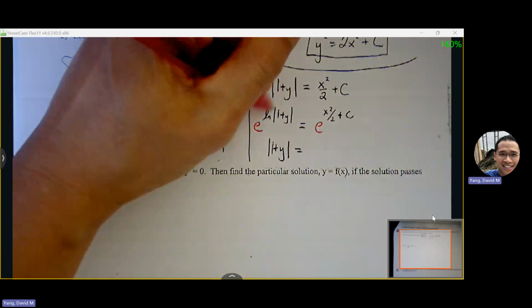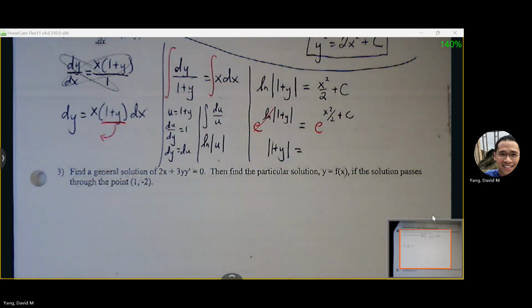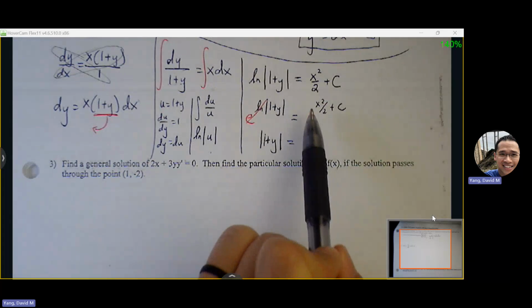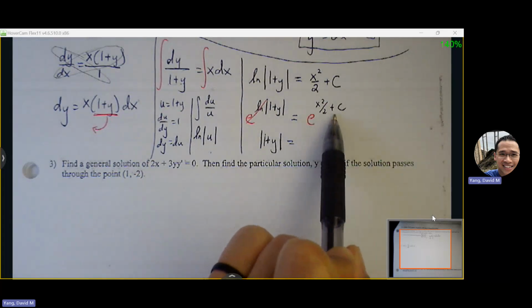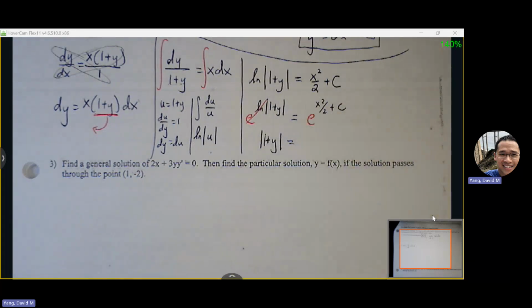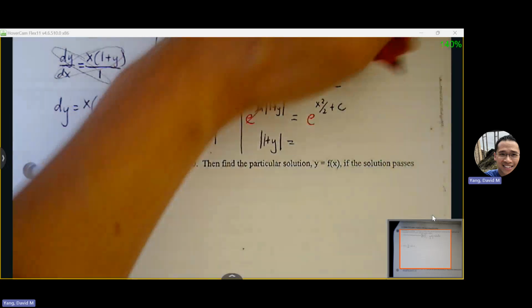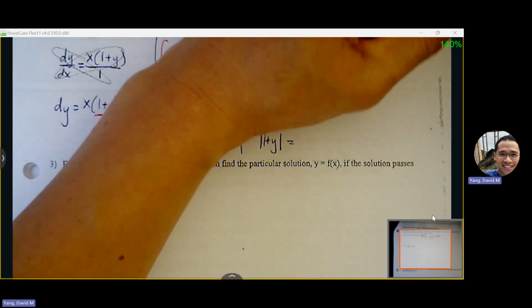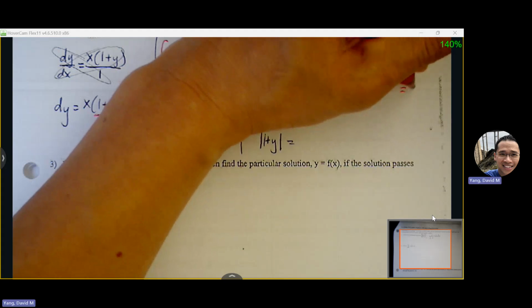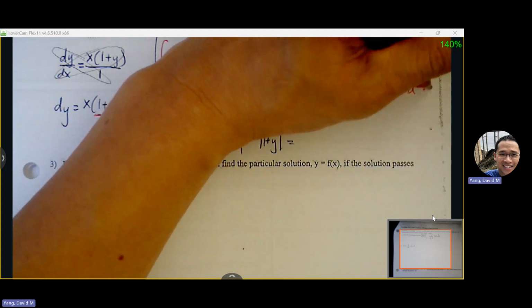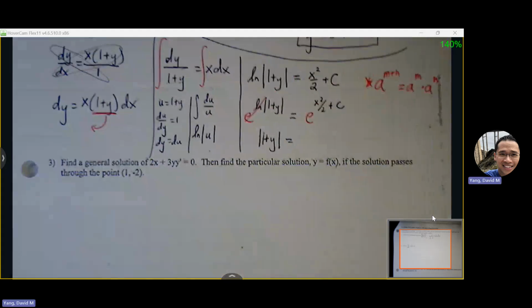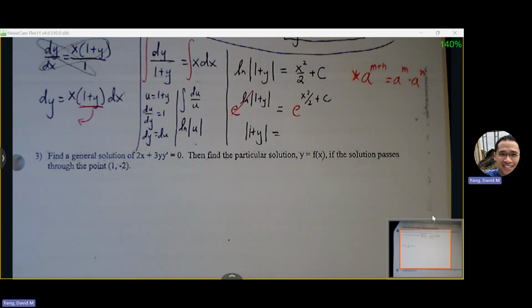So this goes away. Now this is e to the x squared over 2 plus c. This is all sitting up in the exponent. I want to remind us of an exponent property that says if I have a to the m plus n, I can break it up into a to the m times a to the n. I'll show you why that is helpful for us.